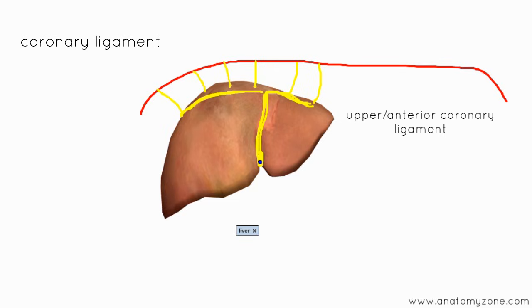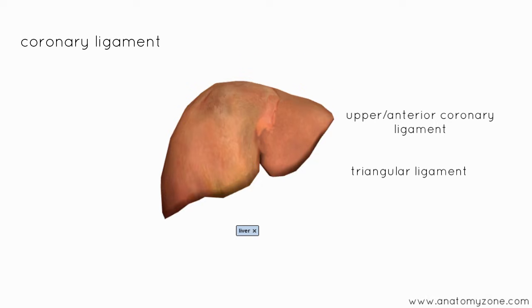You'll be able to see the lower coronary ligament or posterior coronary ligament on the posterior surface of the liver. Where the anterior and posterior coronary ligaments meet, you get the triangular ligament. So you get this triangular ligament at this side. This side is the left triangular ligament, and on the other side you've got the right triangular ligament where the upper and lower coronary ligaments meet.